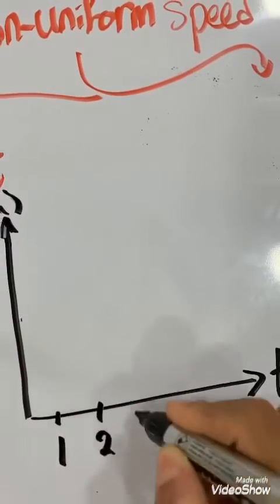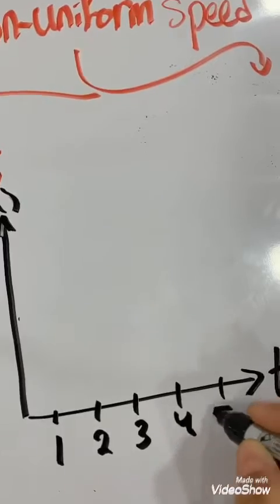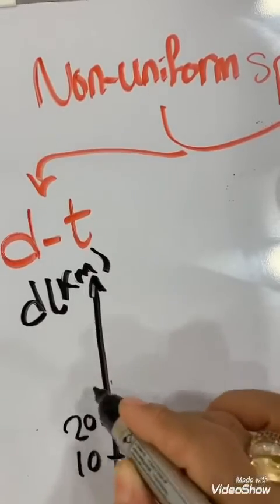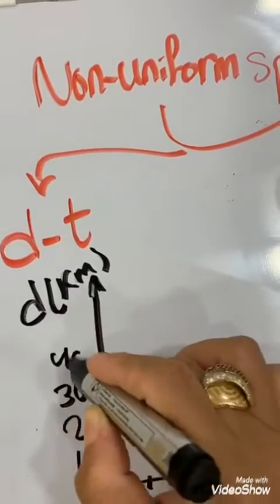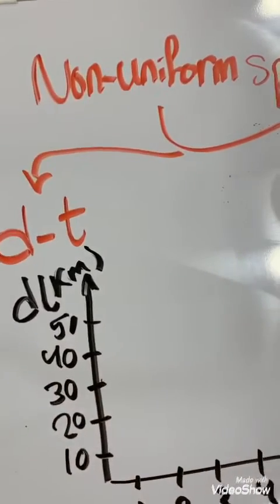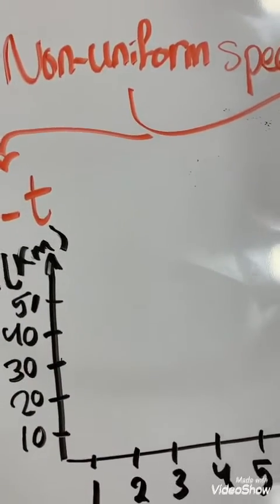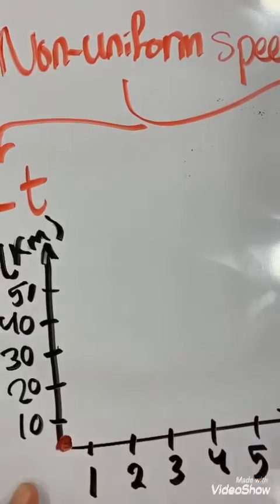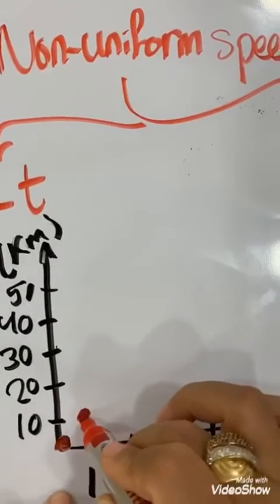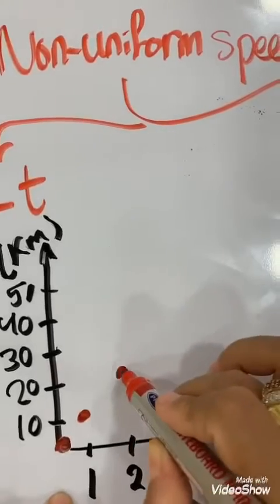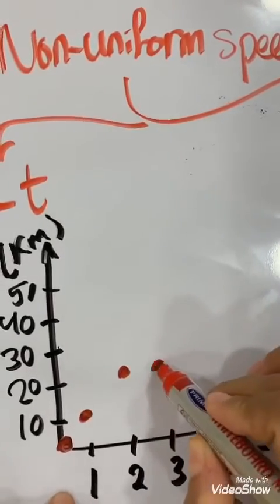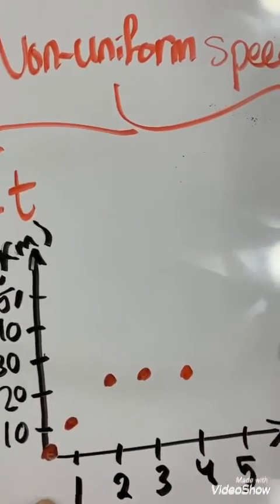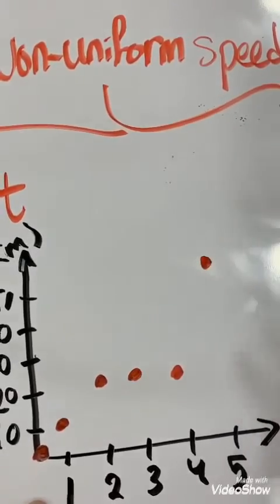Time 1, 2, 3, 4, and 5. Here distance 10, 20, 30, 40, and 50. Let's put the points at 0 hours. At the beginning, yani, the distance covered was 0. Then after 1 hour, the distance covered was 10 kilometers. After 2 hours, the distance was 20. Then after 3 hours, the distance remained 20. After 4 hours, the distance remained also 20. And after 5 hours, the distance reaches 50 kilometers.